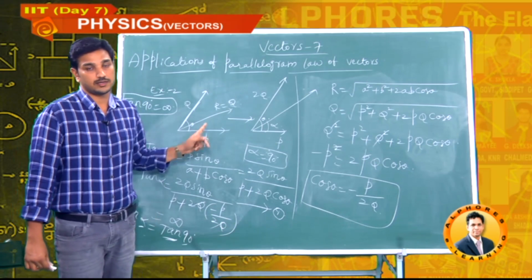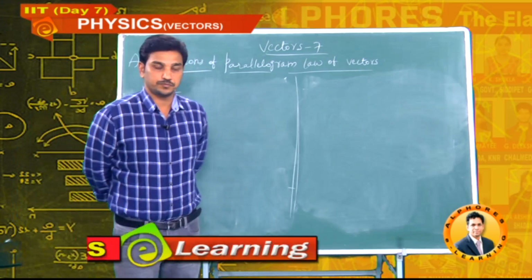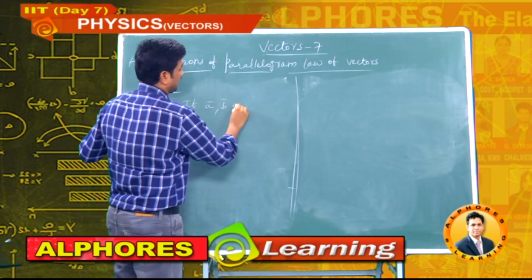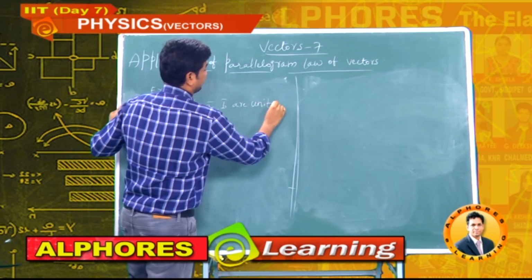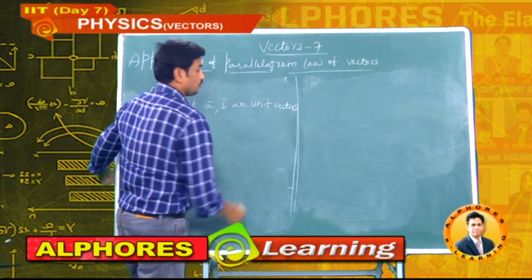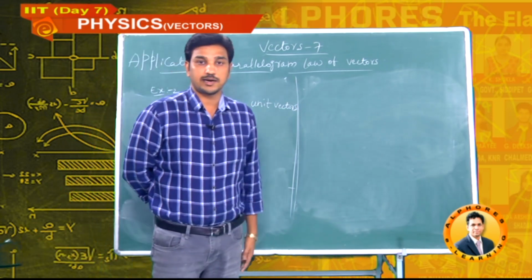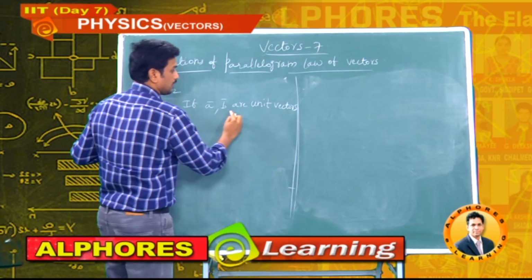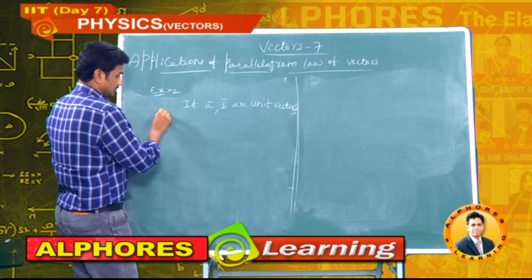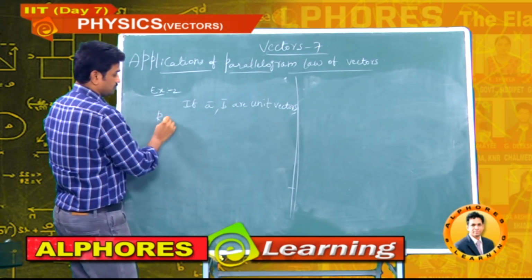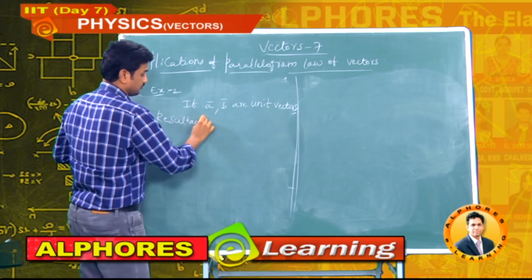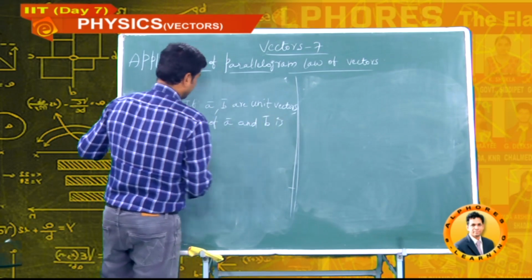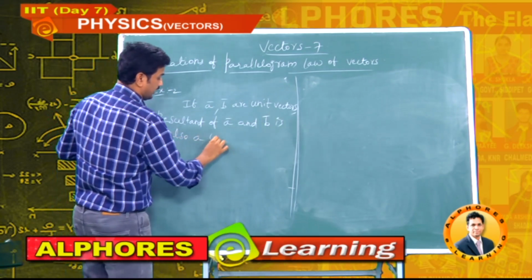I think you got the clarity about this question. Shall we go for one more example? See, if a bar, b bar are unit vectors. What is the meaning of unit vector? Vector magnitude is 1. This value 1, this value 1. Now, a bar, b bar are unit vectors. The resultant of a bar and b bar is also a unit vector.